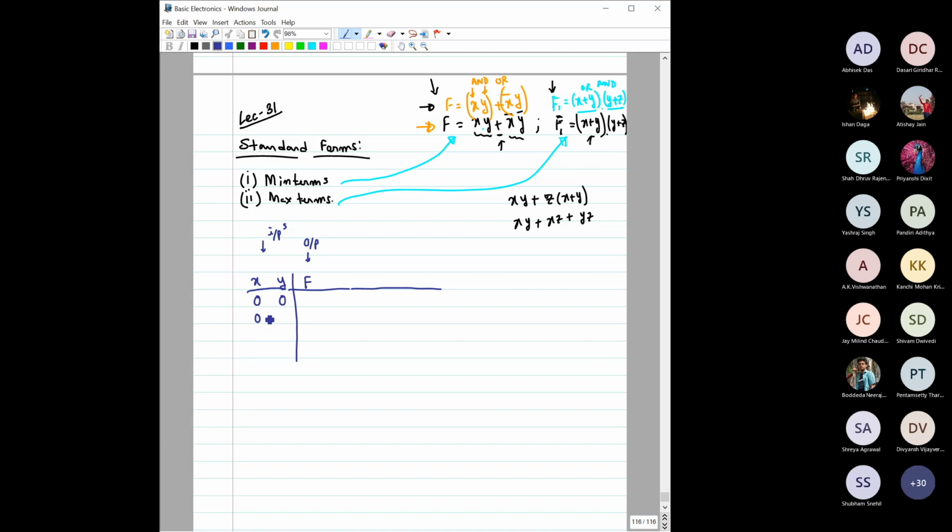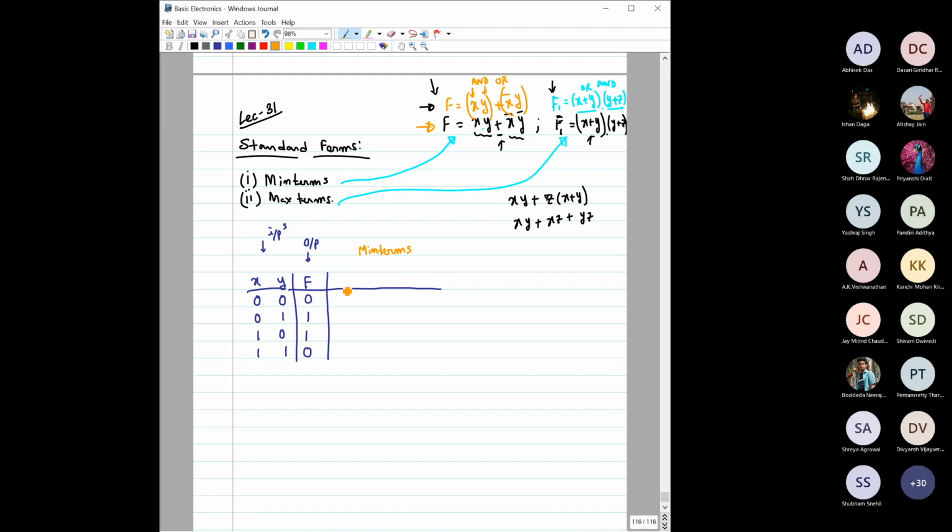So we can have four different combinations: 0 0, 0 1, 1 0, and 1 1. Say we do not know what the circuit inside is, and the output is like this. When the two inputs are 0 0, it is 0. When it is 0 1, it is 1. When it is 1 0, it is 1. When it is 1 1, the output becomes 0. From what we have learned, we will try to represent it in terms of both min terms as well as max terms. Let us first represent it in min terms.